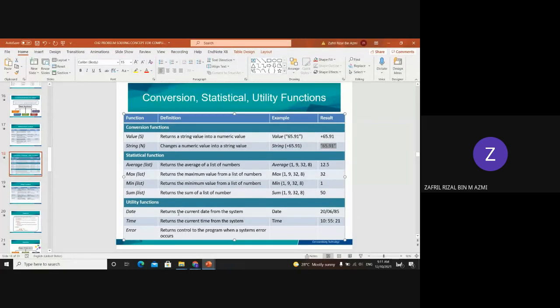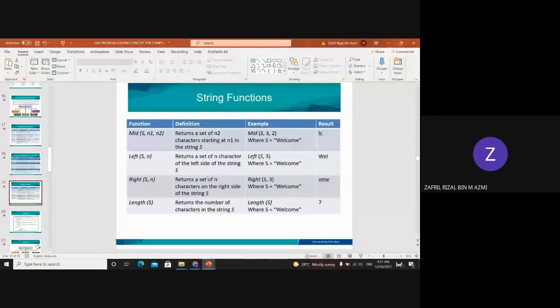So the rest you may read by yourself. Read the description to know how to use the function. So most probably there will be some questions based on the functions listed in this slide. In this slide only. So this is a string function. For example, this one is how to use the mid string function. So you have to know what S stands for. S is the string, for example, welcome. So S is the string welcome.